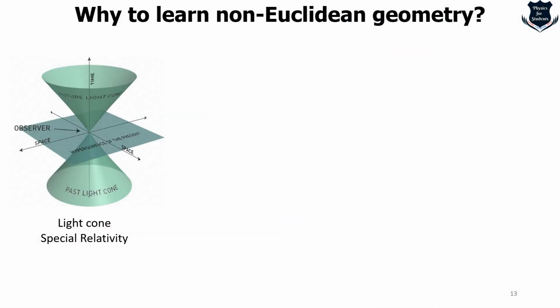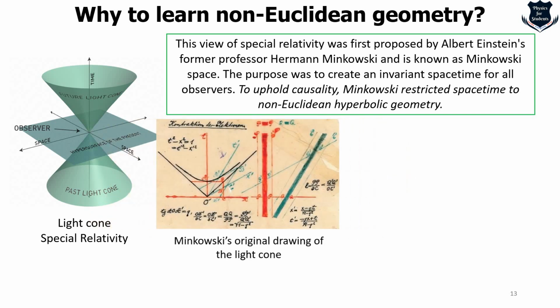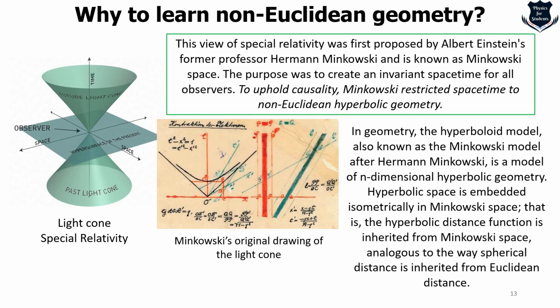Now, as you can see, the light cone in the special theory of relativity is a kind of hyperbolic geometry, a hyperbola. It was designed by Einstein's professor Hermann Minkowski, and the purpose was to create an invariant space-time, and to uphold causality, Minkowski designed a kind of non-Euclidean geometry. This is actually taken from the Internet Archive, and this is the handwritten diagram, although it was in black and white. Later it was colorized. This is Minkowski's original drawing of the light cone.